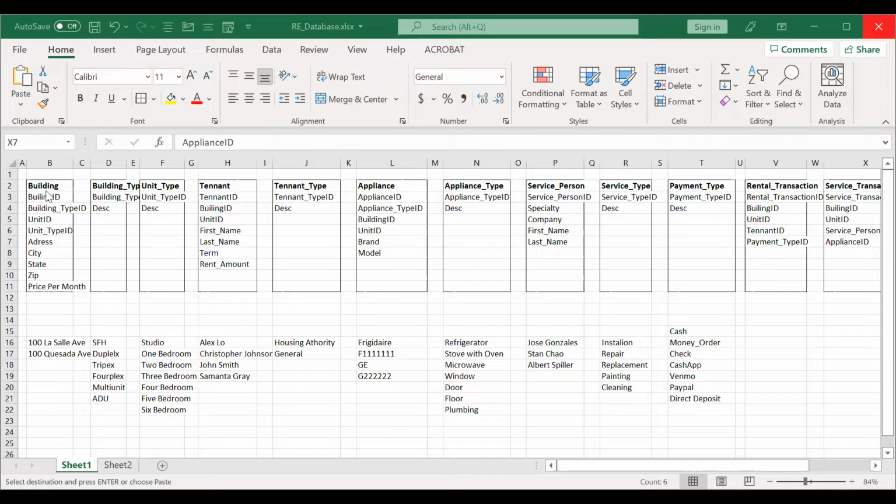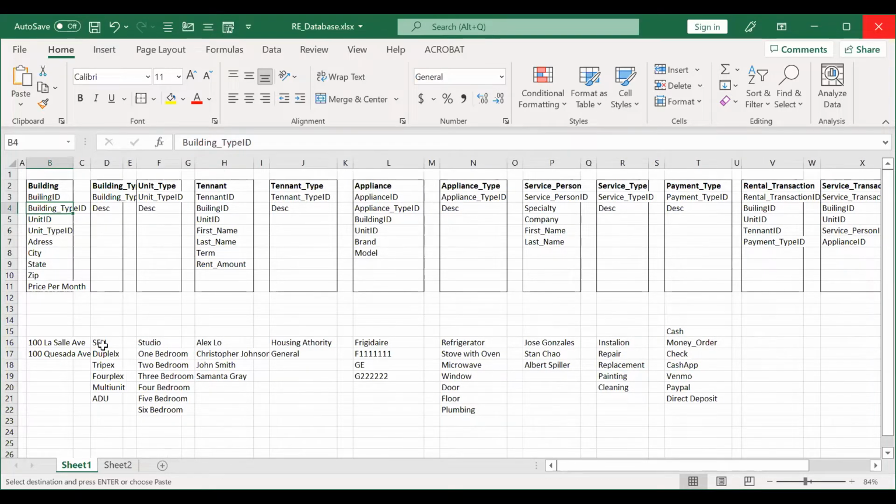Okay, so building table. Building table will have a building ID. We'll have a building type ID, because we have a building type table here. Building type: single family home, duplex, triplex, fourplex, multifamily, ADU. It's like an additional unit. Buildings have an address, city, state, zip, and also price per month, right? Yeah, that's a great idea. I would put it here. It's a term. I would call it a term.